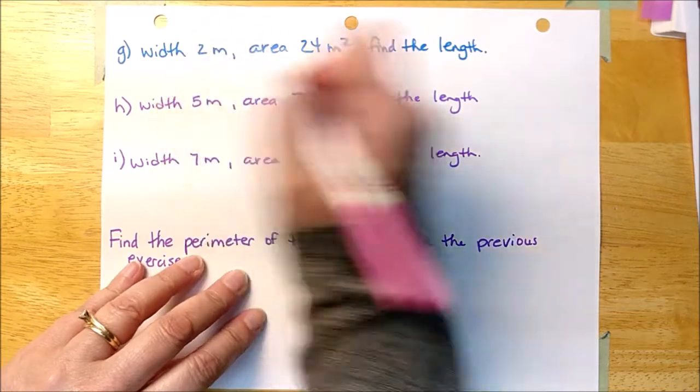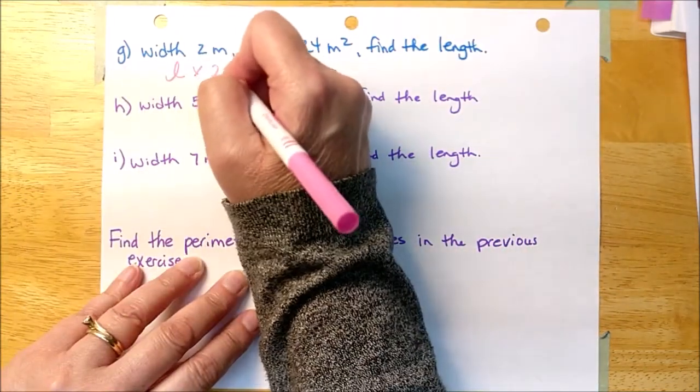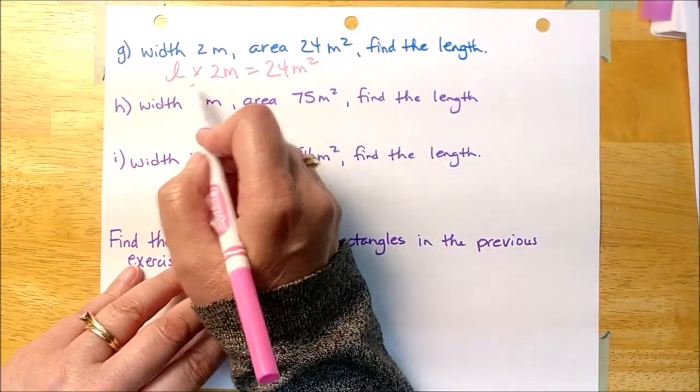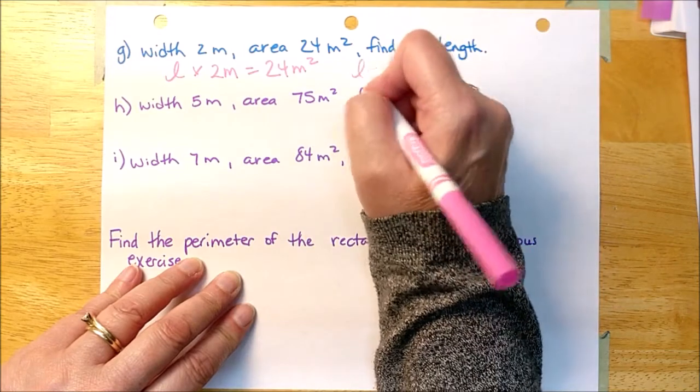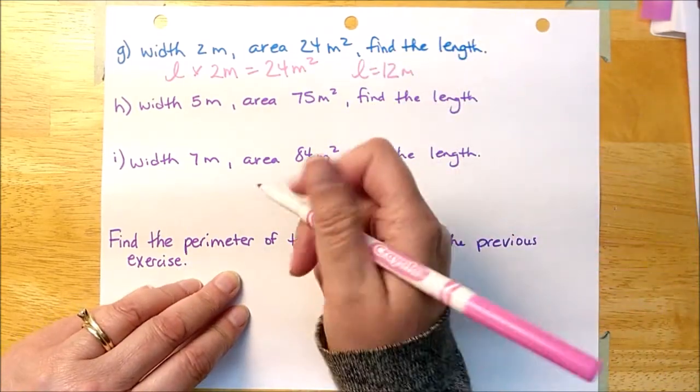Okay, so we don't know the length, we know the width, and we know the area. So what times 2 equals 24? 12 times 2 equals 24. Hope you got that one.